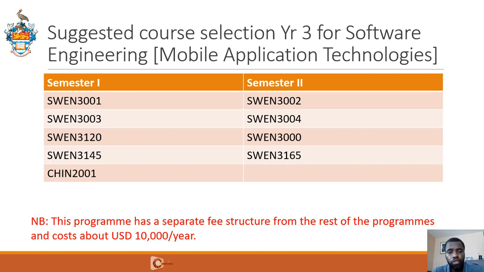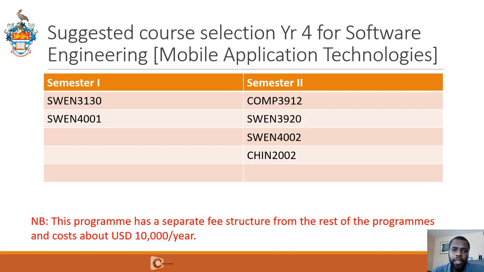The M11 stream is created for students who are at the Mona campus. Okay, so I repeat, don't register for M11 courses. You should be registering for the M12 streams for the computing courses. And then at the 4th year, in the first semester, you take SWEN 3130 and SWEN 4001. And then in the second semester, you take Comp 3912, SWEN 3920, SWEN 4002, and CHIN 2002.